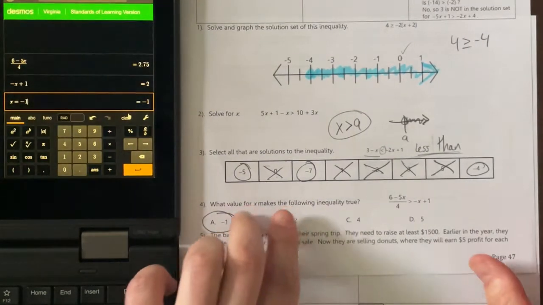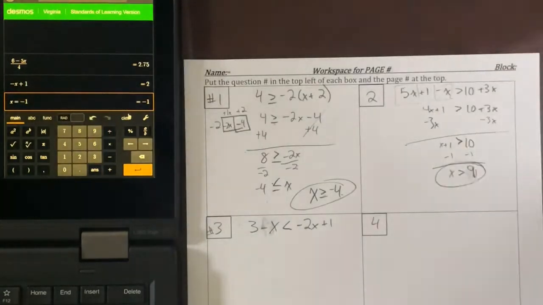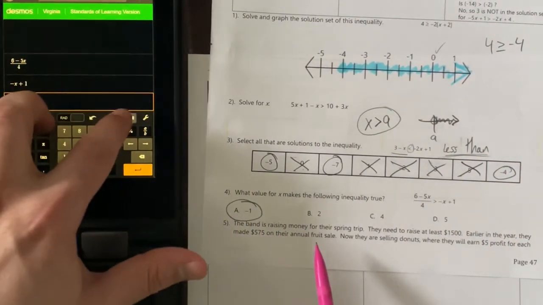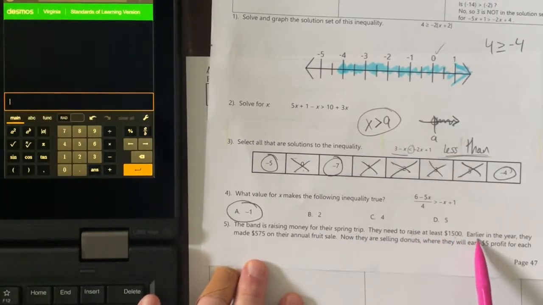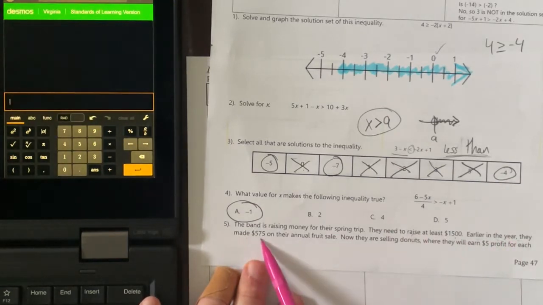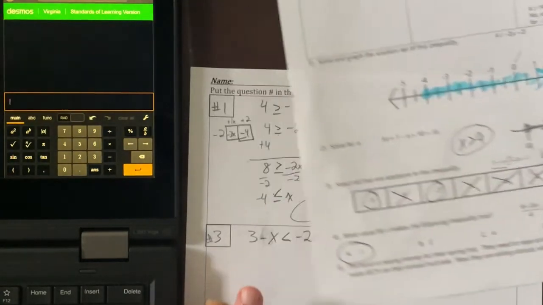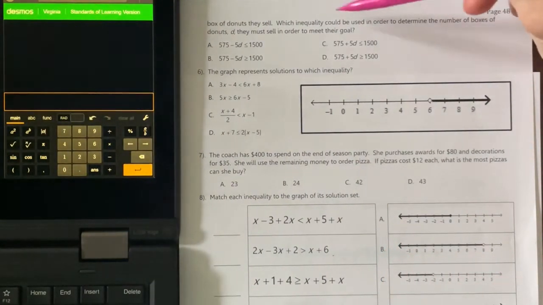For number 5, let me read it out. It says the band is raising money for their spring trip. They need to raise at least $1,500. Earlier in the year, they made $575 on their annual fruit sale. Now they're selling donuts, and they will earn $5 profit for each box of donuts they sell. Which inequality could be used in order to determine the number of boxes of donuts D that they must sell for their goal?